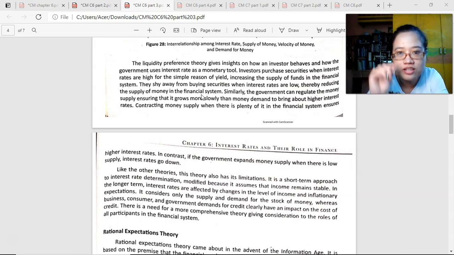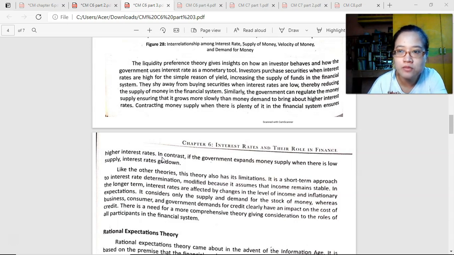in the financial system. Similarly, the government can regulate the money supply, ensuring that it grows more slowly than money demand to bring about higher interest rates. Contracting money supply when there is plenty of it in the financial system ensures higher interest rates. So, pinapababa yung supply ng money.